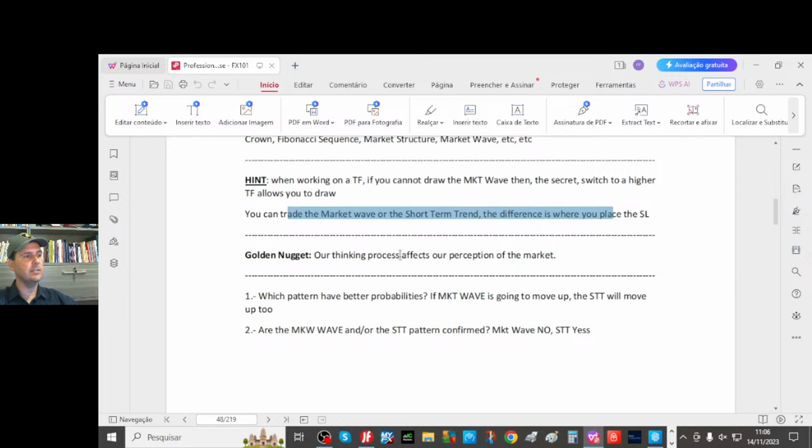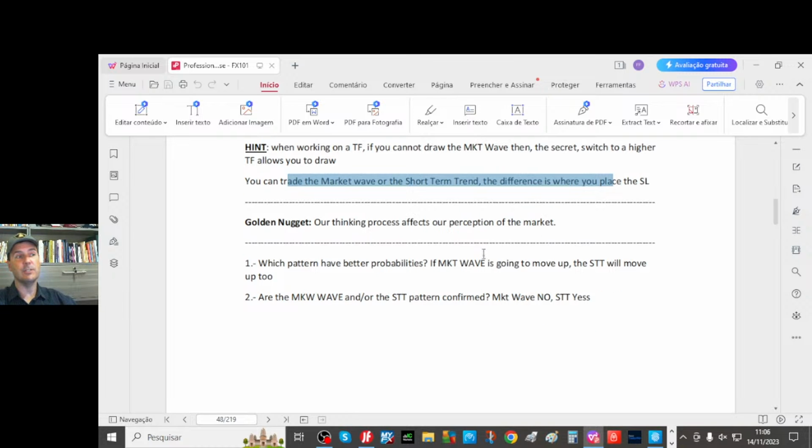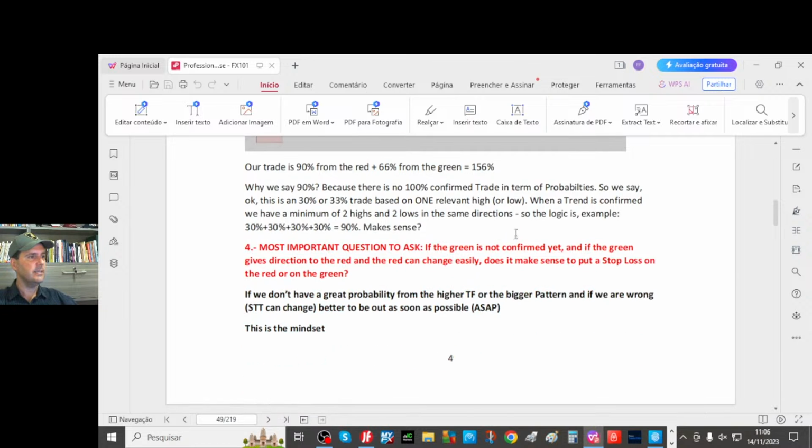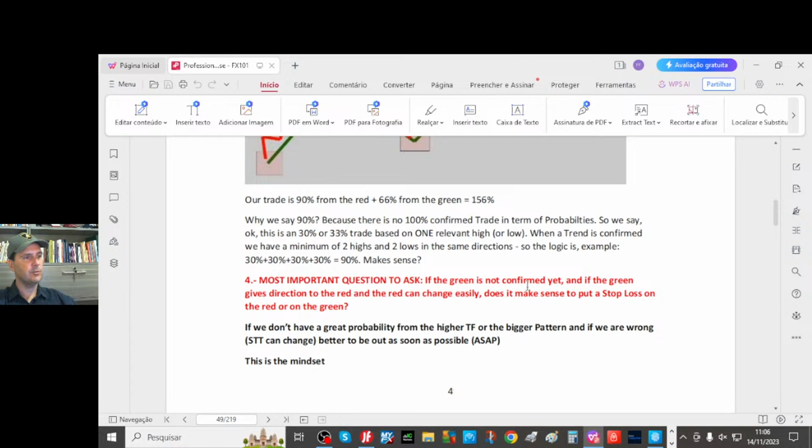Golden nugget: our thinking process affects our perception of the market, right? And this for tomorrow. If the green is not confirmed yet, and if the green gives direction to the red and the red can change easily, it makes sense to put a stop loss on. Wow.